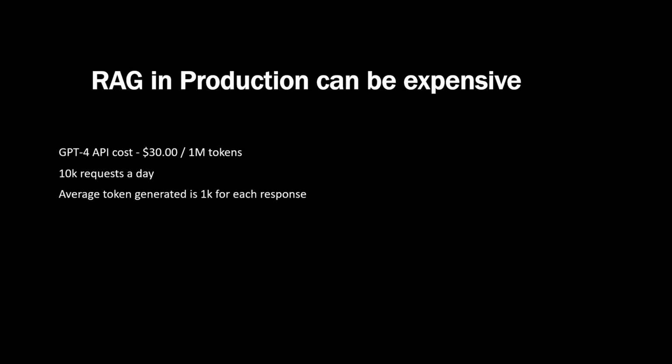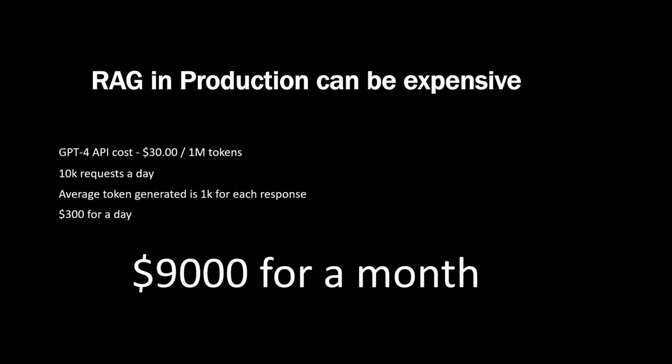RAGs in production can be quite expensive, so let's try and motivate that with a very simple example. Consider a GPT-4 API call, and let's say that it can cost anywhere between $30 for every 1 million tokens that it generates. And you have 10k incoming requests a day. And the average token count generated is about 1000 for each response. This means that it can take up to $300 just to maintain your service for a day, and it can go up to $9,000 for a month.